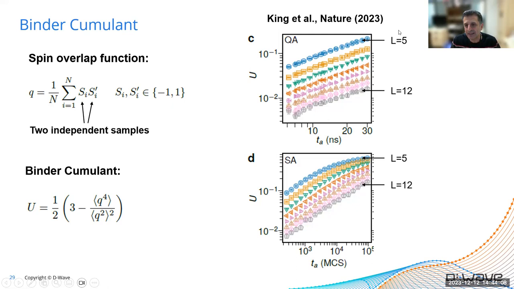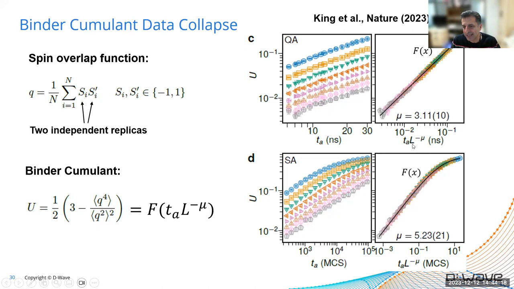They look unrelated. But if we rescale the x-axis by L to the power minus mu, all of these data fall on the same curve. This is what we mean by collapse. That means there's this non-universal function such that if I rescale time with this adiabatic time scale, everything falls on the same curve. This kind of collapse is very important in the study of critical phenomena. It is the signature of looking at a second order phase transition.